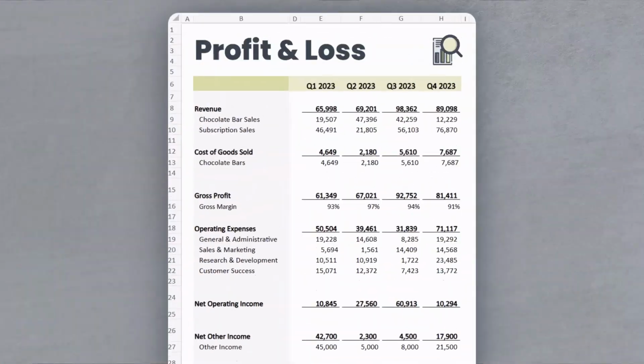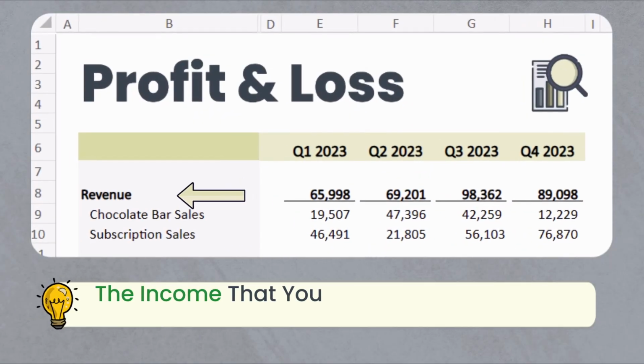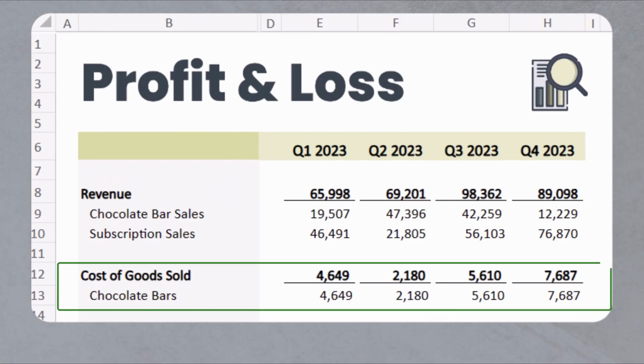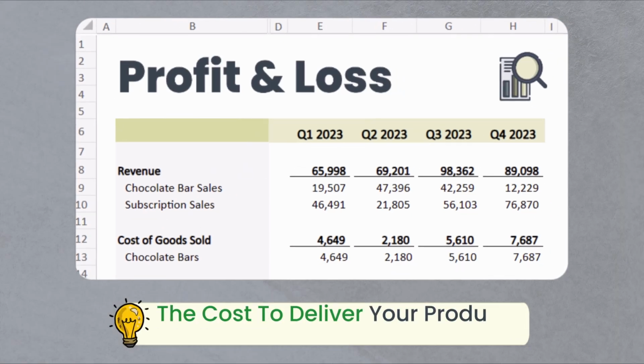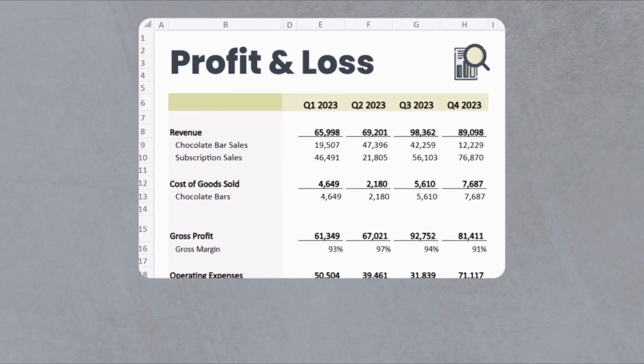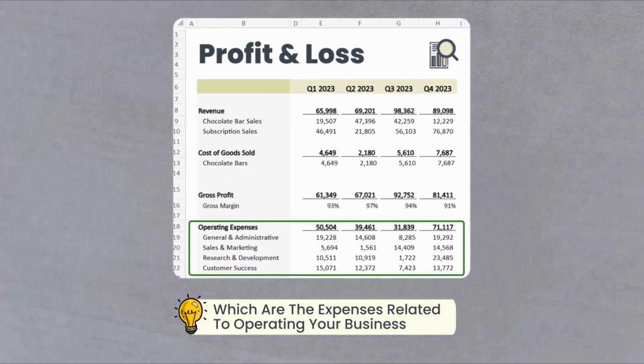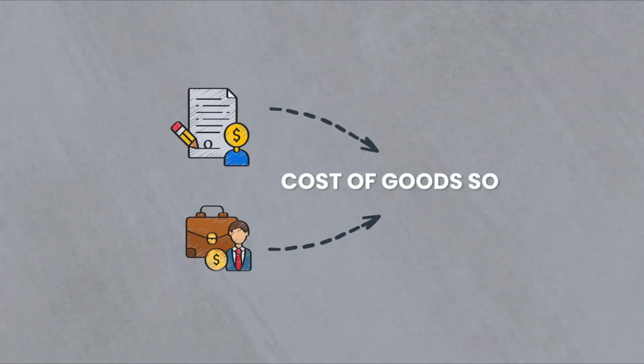It's separated by your revenue, which represents the income that you generate from your primary business activity. Then your cost of goods sold, which represents the cost to deliver your product or service. We then get to operating expenses, which are expenses related to operating your business. So things like advertising and marketing, or payroll fees, or professional fees. Now keep in mind, for some businesses, those examples can actually be a cost of goods sold. It really depends on what your business model is.